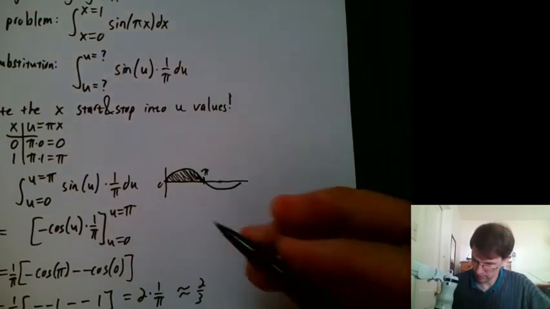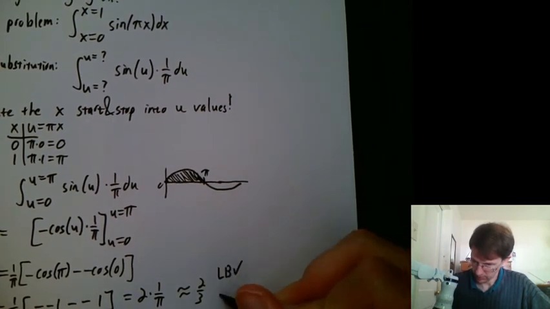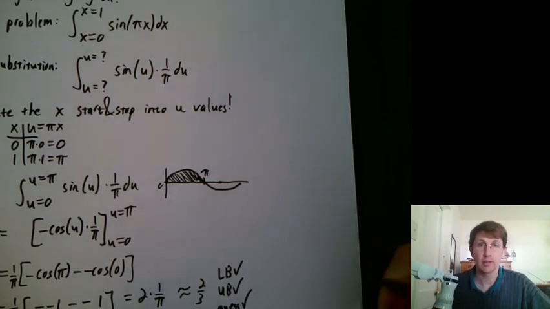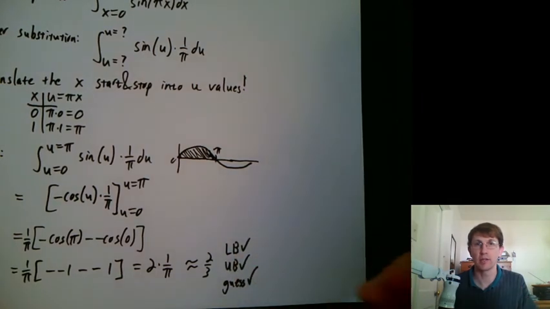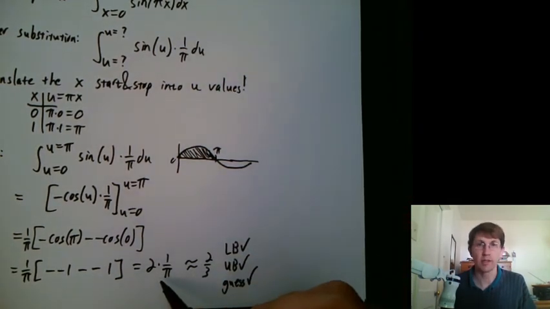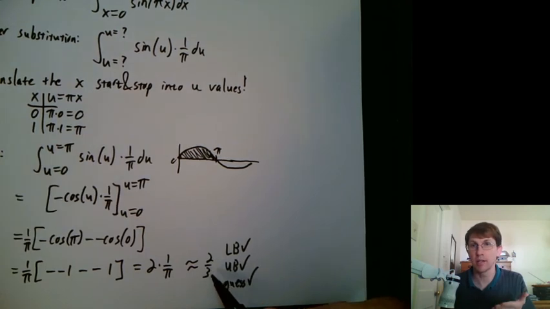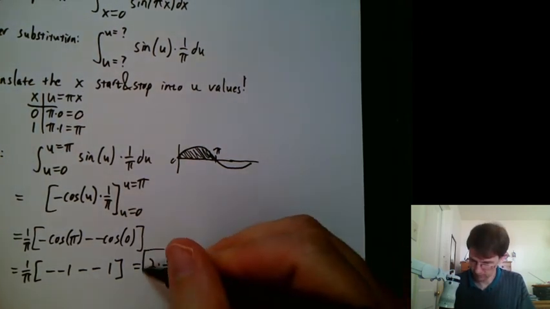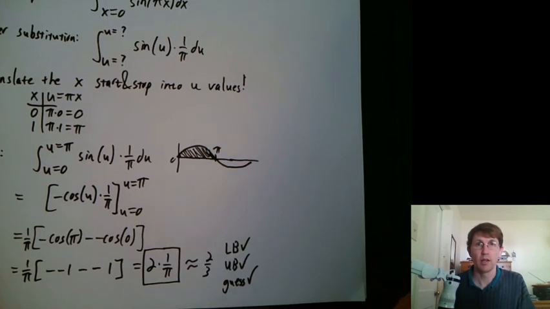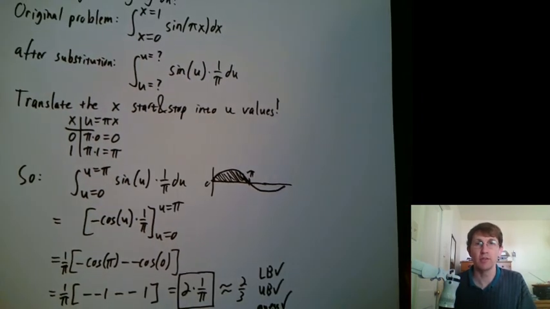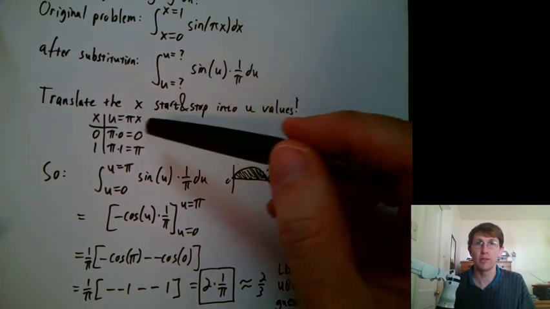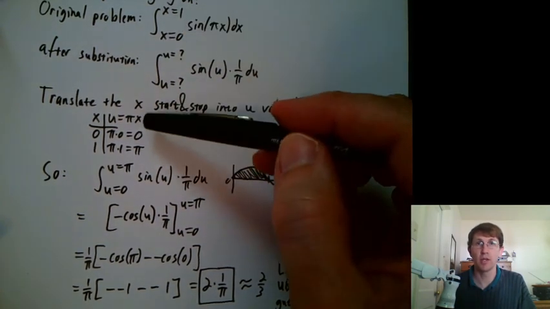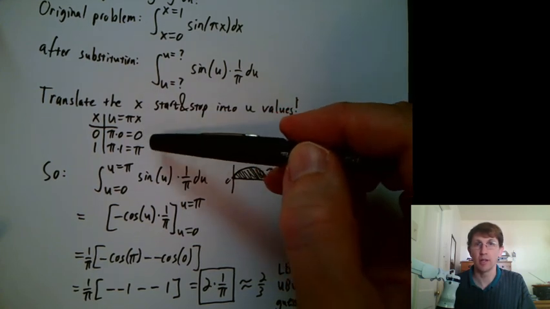So we can say lower bound check, upper bound check, and our guess was reasonable, and we even correctly predicted that our guess was less than the actual answer. So this is the actual answer. I was just doing this to make it easy to check against my upper bound and lower bound. All right, so that's the basics of doing u-substitution with definite integrals. You have to translate the x or t start and stop into the u start and stop, and then use that.